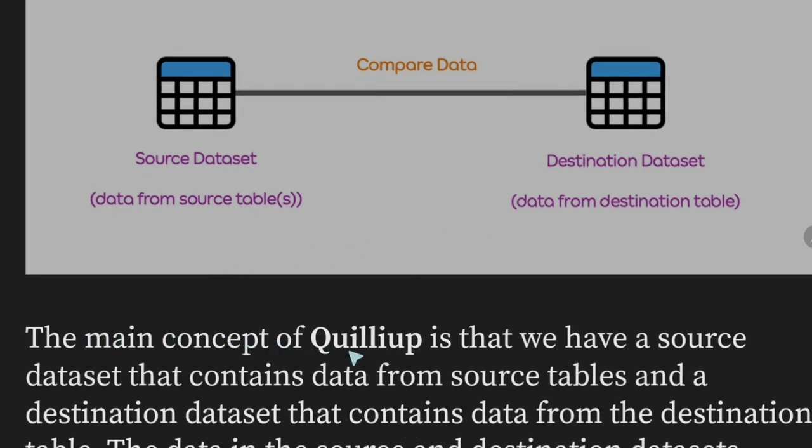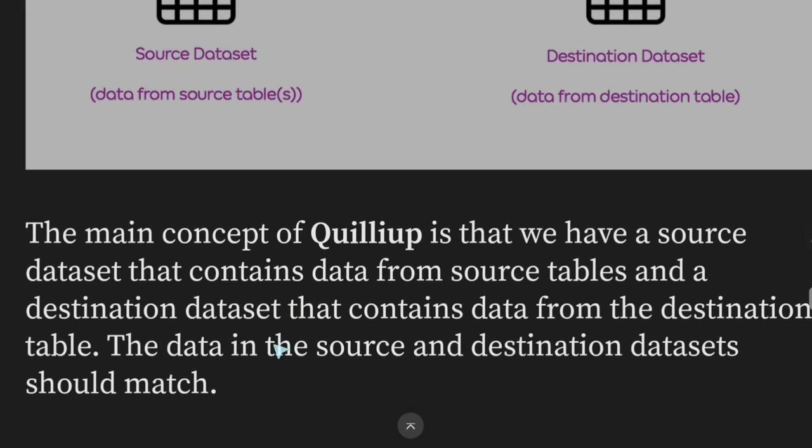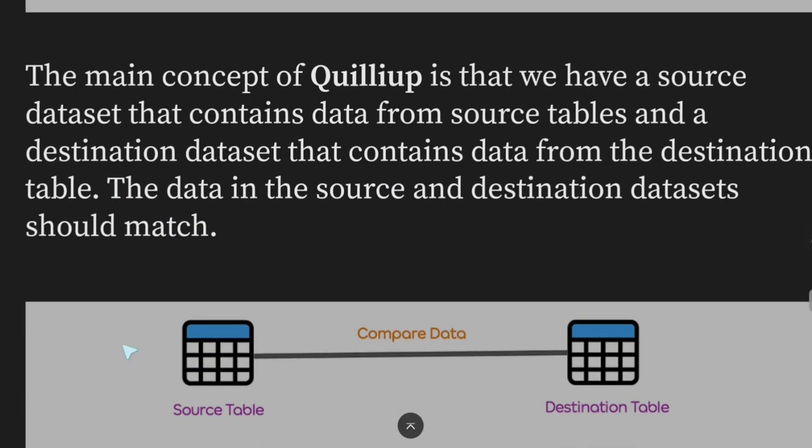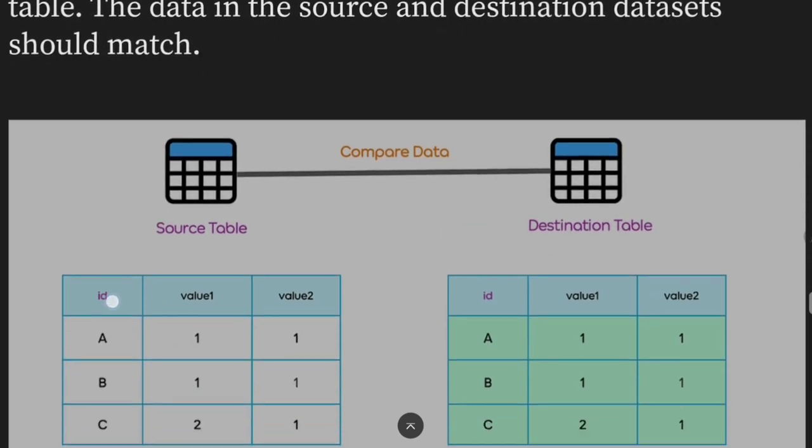The main concept of Quilliap is that we have a source dataset that contains data from source tables and a destination dataset that contains data from destination tables. We compare the data because the data on the destination is calculated from the source, so Quilliap should be aware of these changes. The data in the source and destination tables should match, unless you do some changes.